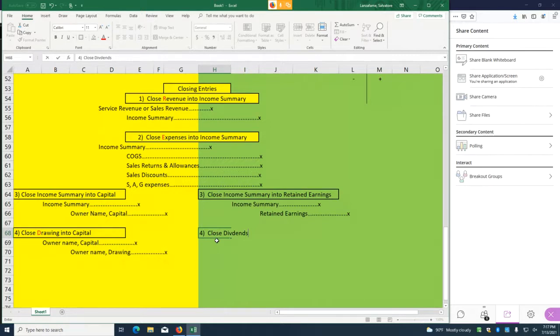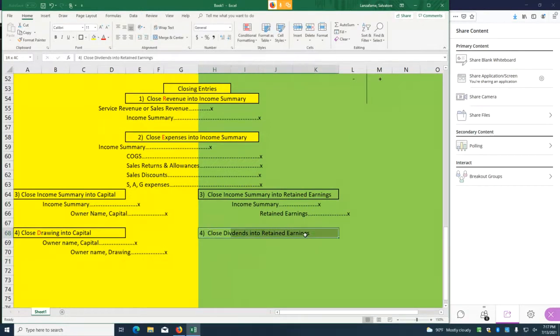But I was thrilled when I realized, oh my God, it works for that too. This is awesome. I never actually made a second one, but that's interesting. I always wanted to, just never pulled that trigger. But anyways, close dividends into retained earnings.